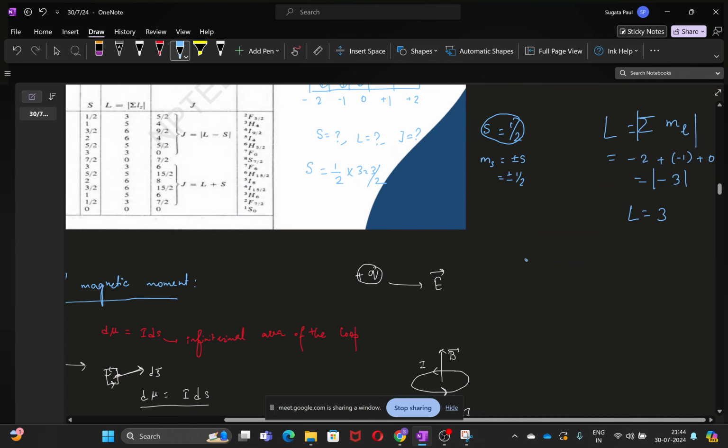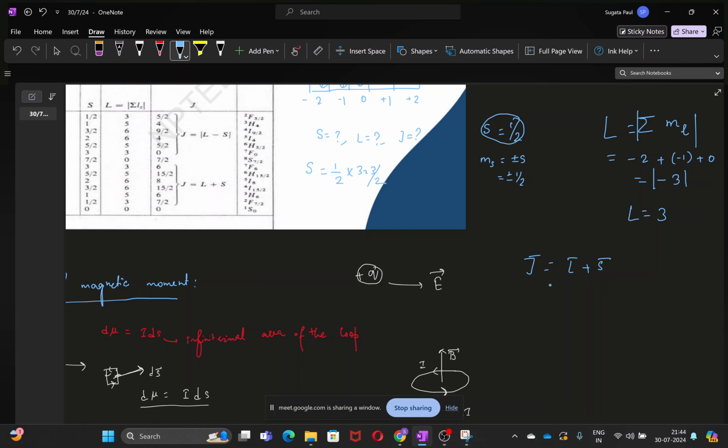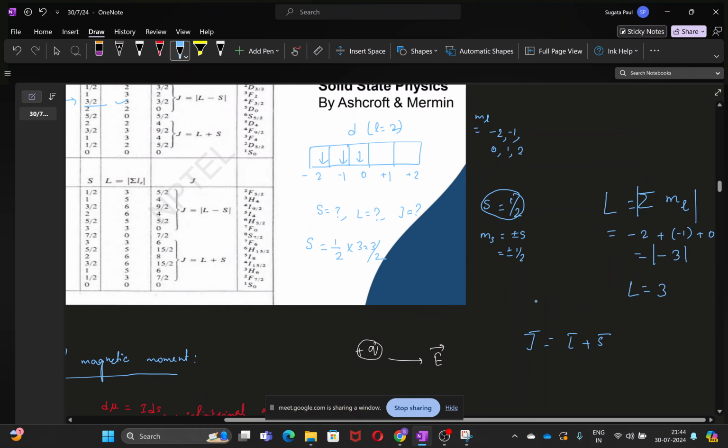Then you have to calculate J. Okay, J is nothing but J vector equal to L vector plus S vector, the net angular momentum. Now there is this rule that I had mentioned, that if the orbital is more than half filled, then the value of J is L plus S, and if it is less than half filled, then it is just mod of L minus S, right?